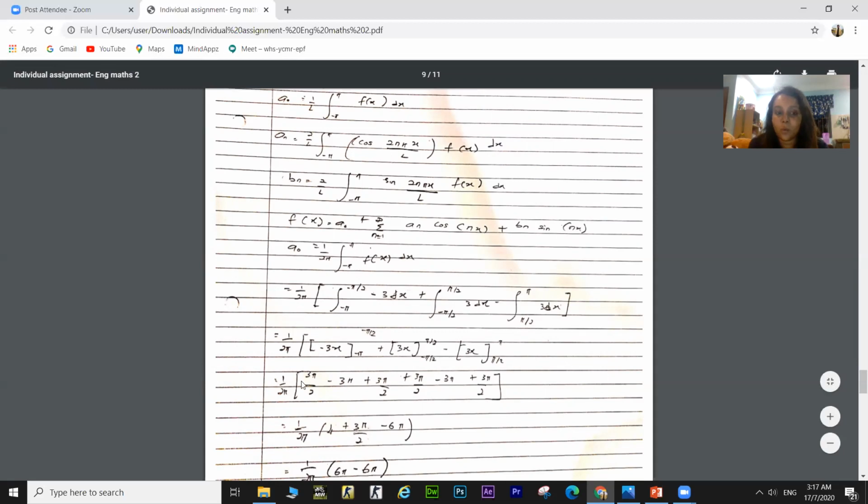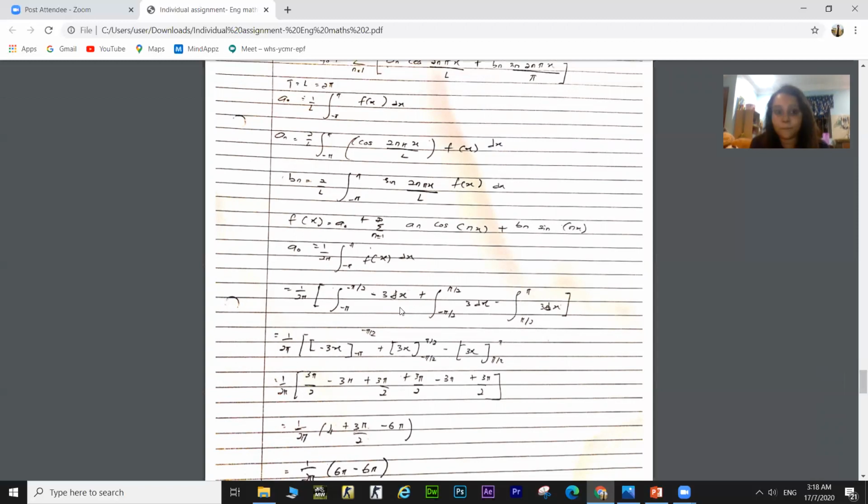So it equals 1 over 2π times the bracket negative 3x, with the upper value and the lower value substituted: first we take the lower value negative π over 2 and negative π, plus 3x with π over 2 and negative π over 2, minus 3x. We just neglect the d value, put the bracket, and bring down the upper and lower values. And the 1 over π is 1 over 2π.